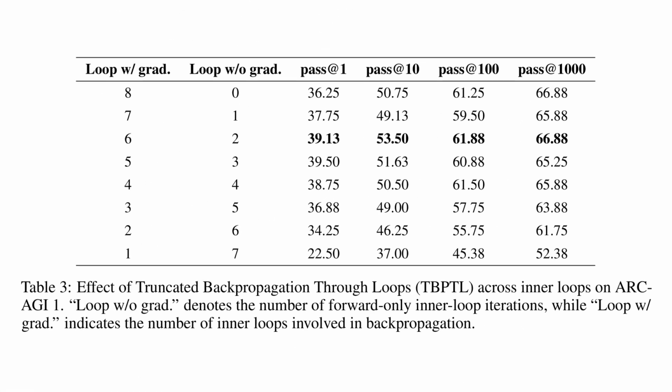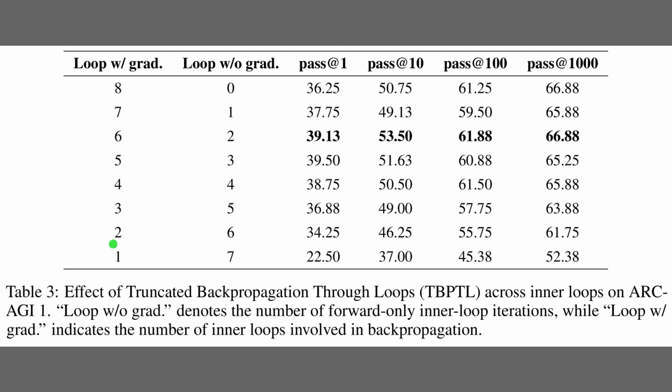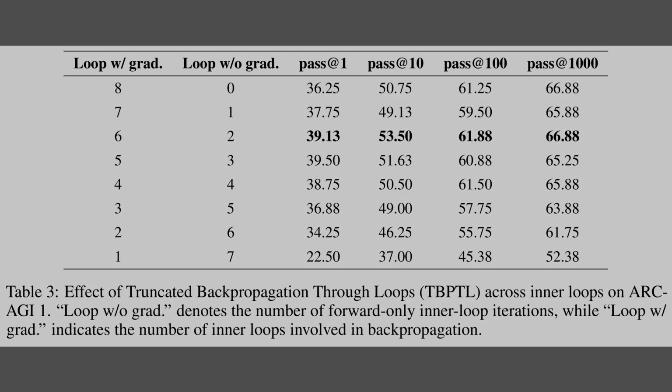efficiency. Table 3 shows that truncating gradients through the loop can actually improve reasoning accuracy, because it stabilizes training while keeping enough multi-step refinement. Truncated backpropagation through loops means the first few inner loop steps run forward only, with no learning signal flowing through them. The best setting uses 6 loops with gradients and 2 loops without gradients, which lifts pass at 1. Longer truncation hurts, because the model stops coordinating across iterations.